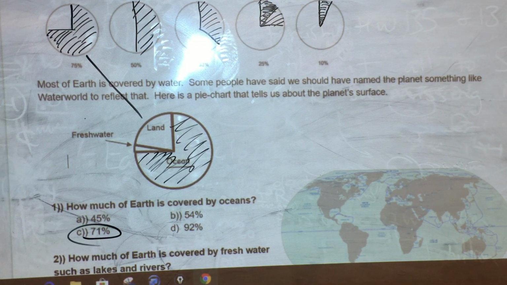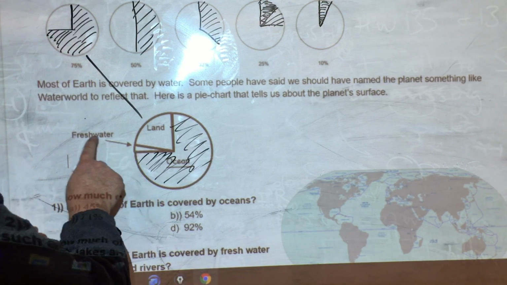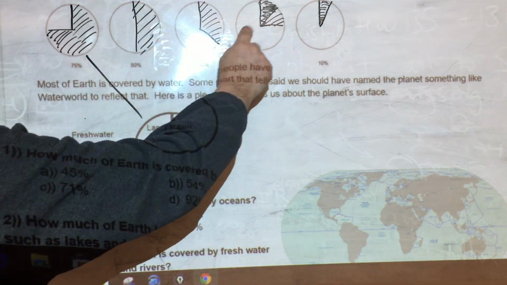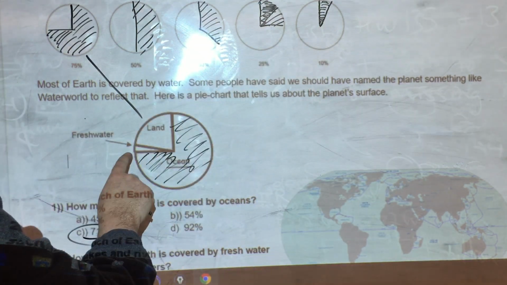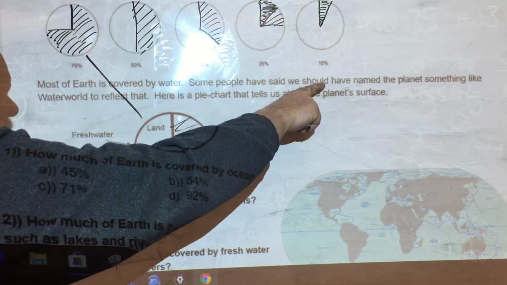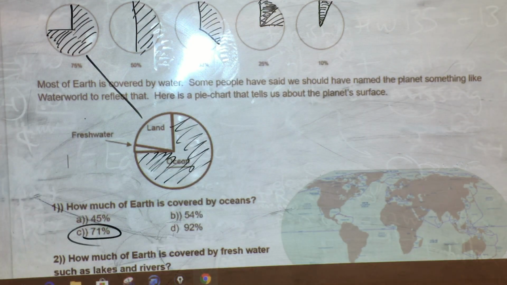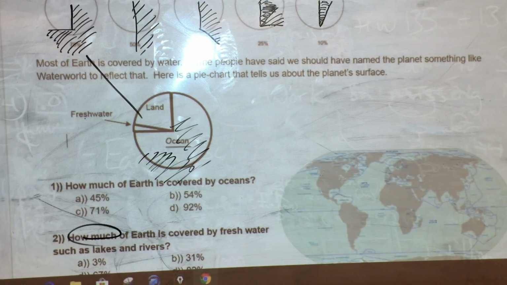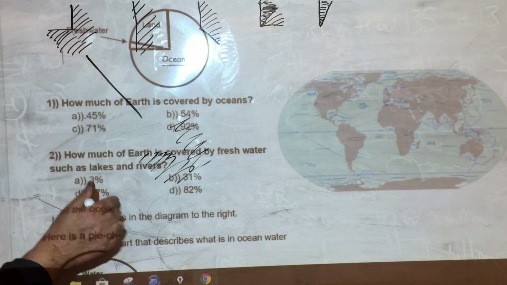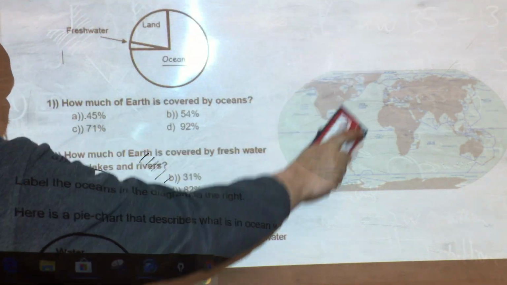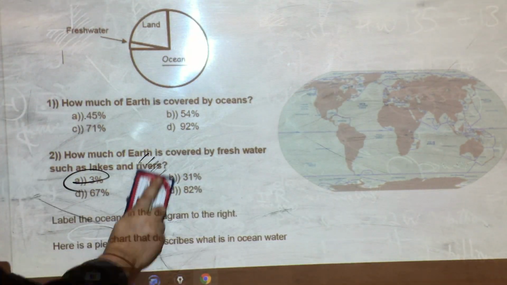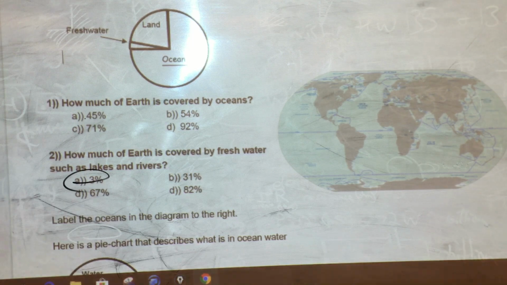Number 2, how much of the earth is covered by fresh water, such as lakes and rivers? So here's the sliver that's labeled fresh water. Which one of these is it closest to? Well, okay, it's closest to that one. And this is a smaller sliver than that, so we'd want something smaller than 10%. And I believe the option here that is less than 10% is going to be 3% right there. So number 2, letter A, 3%.